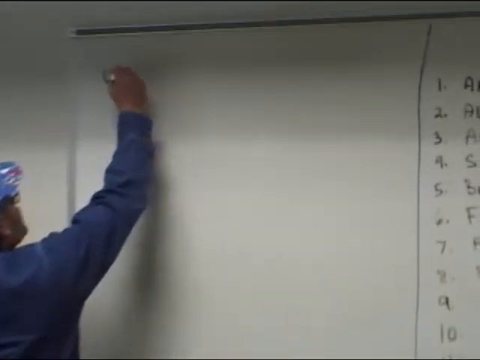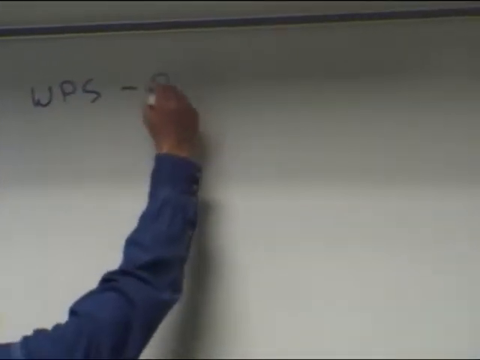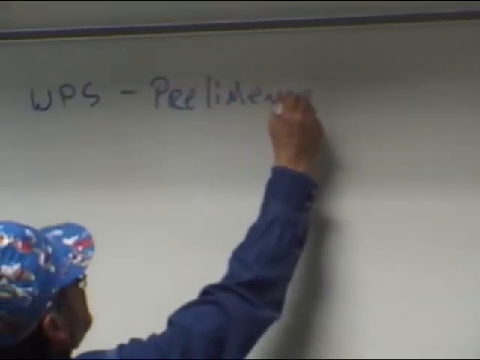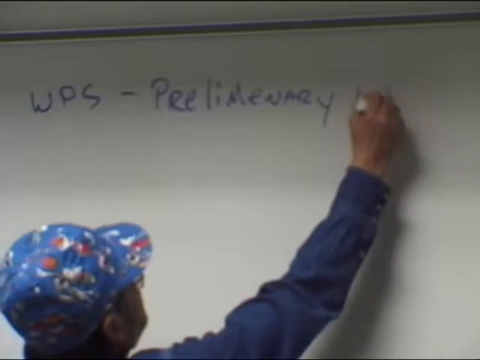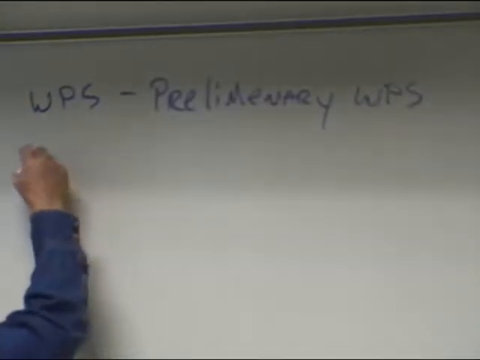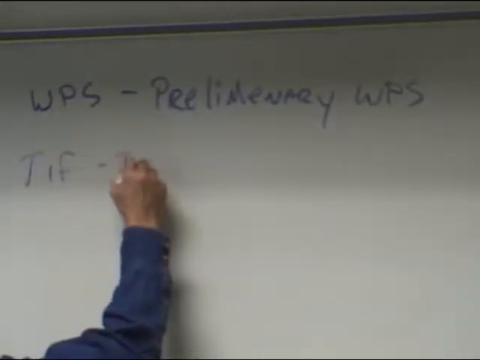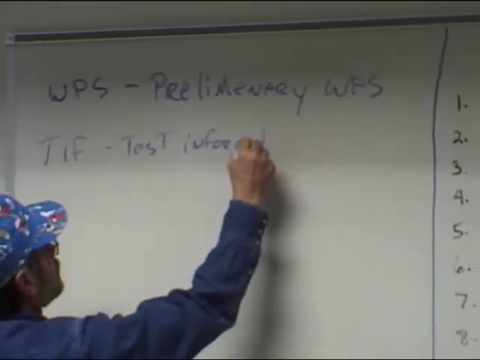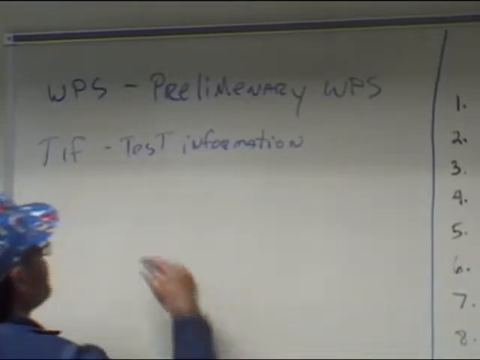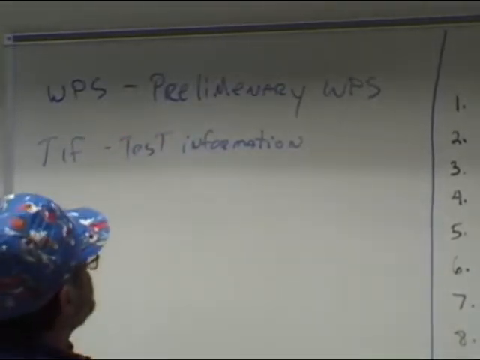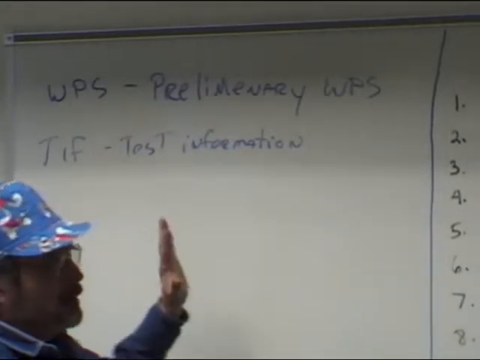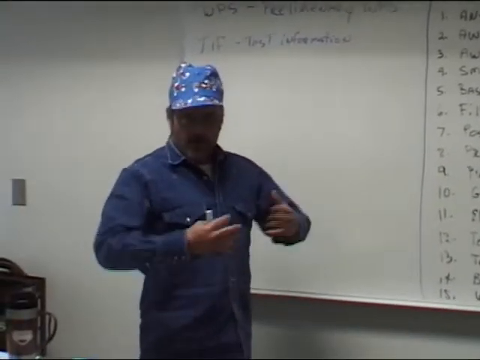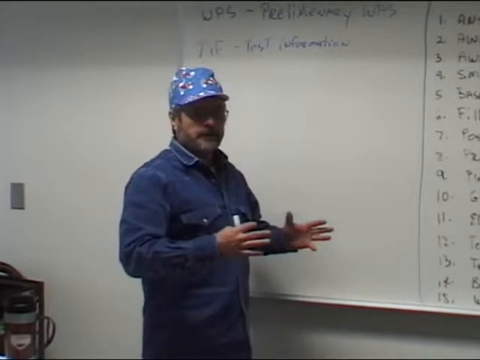Your WPS, you could do what's called a preliminary WPS, as I think I spoke about, or you could do a TIF, which is a test information form. Call it what you want to. This is a list of variables that you want the welder to adhere to while he's making that test weldment.